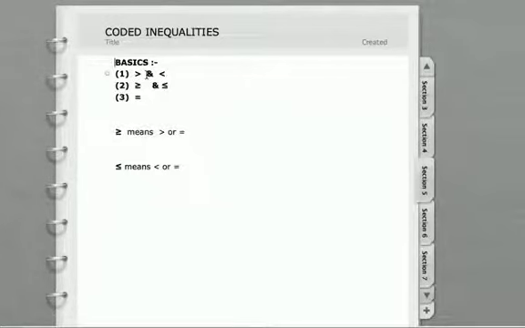Previously it was the basic type of question, and nowadays the questions that come in the examination are of the coded inequality type. So first of all, basics. As you know the priority, greater than and less than have the highest priority, the first priority, greater than equal to and less than equal to have second priority, and equal to has the least priority, as we already discussed. Greater than equal to means greater than or equal to, and smaller than equal to means smaller than or equal to. So these are the basic things.